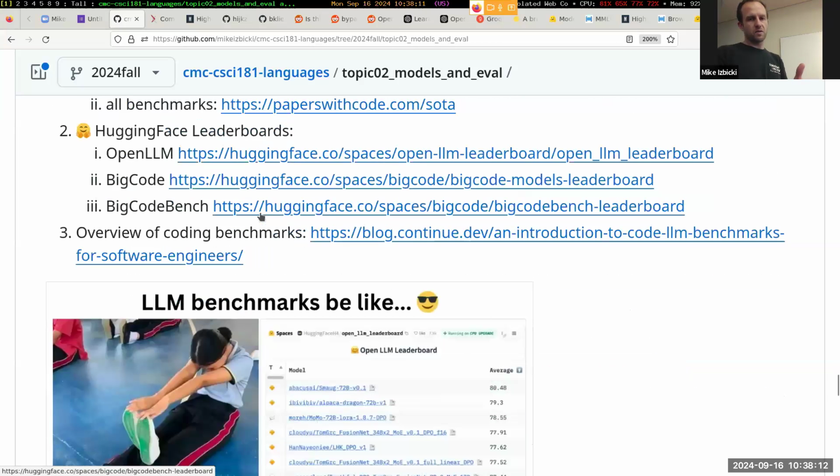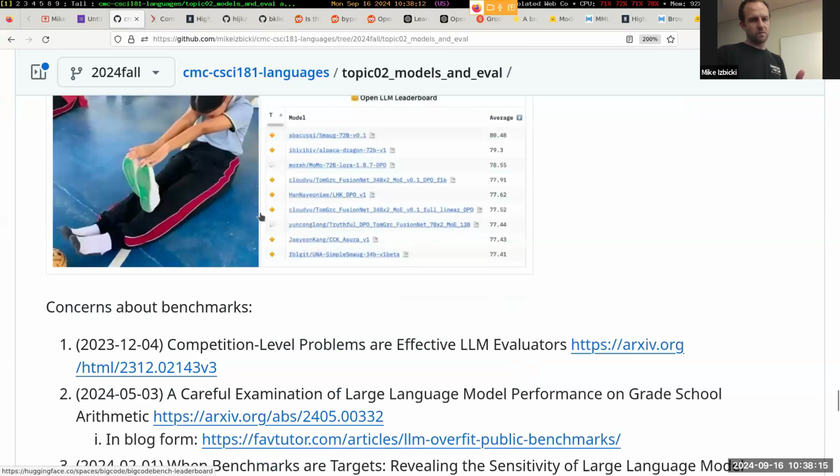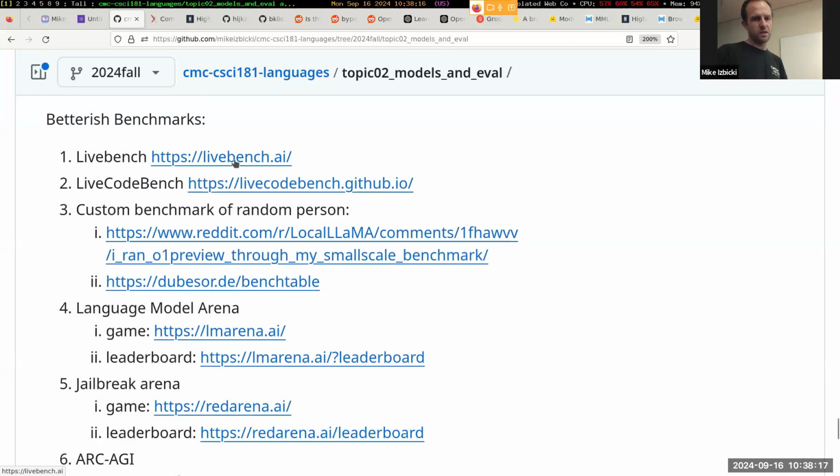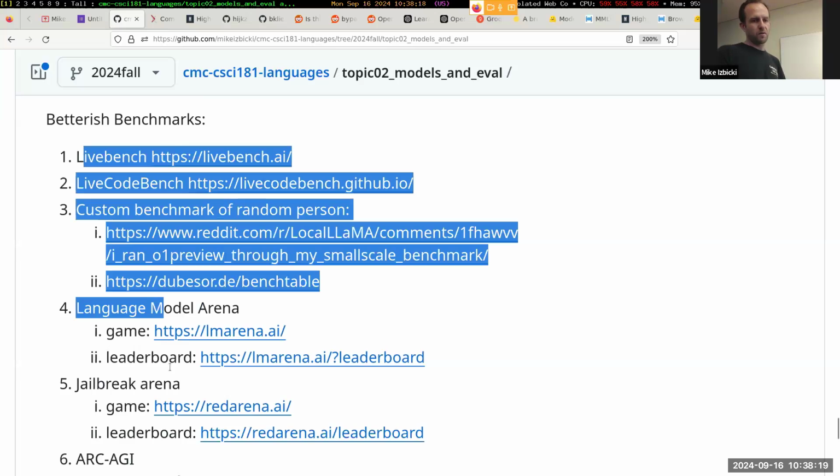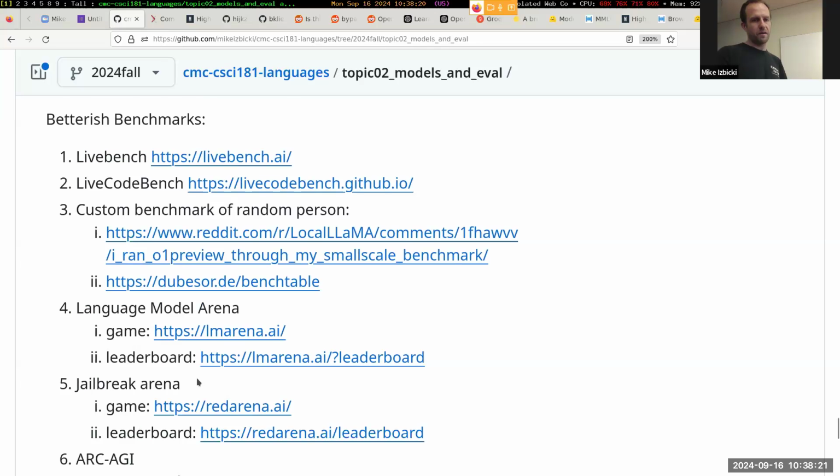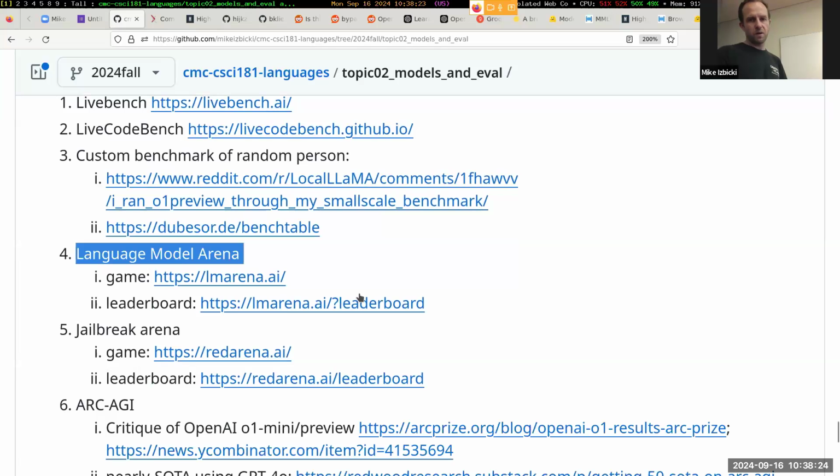So many benchmarks, worth clicking through, looking at those at least once. These ones down here are the ones that people are really caring more about these days. The language model arena one, I think, is super famous. So let's take a look at that one.